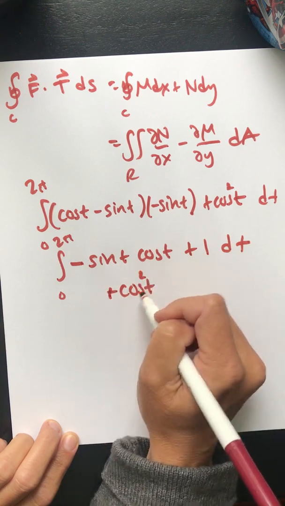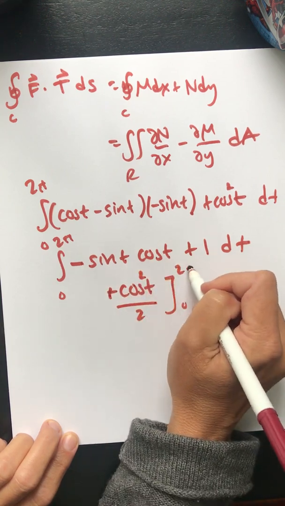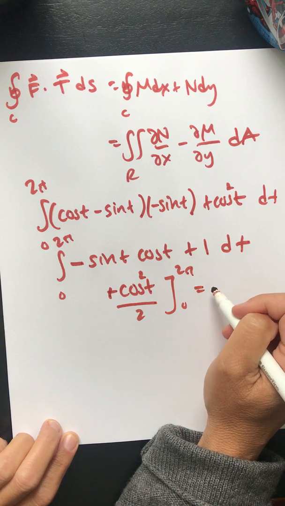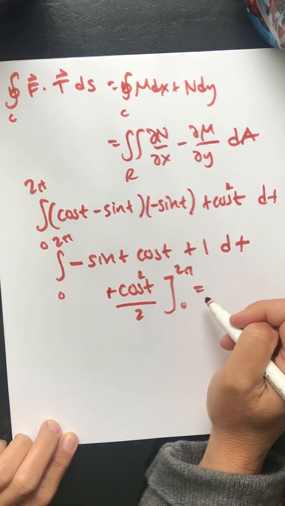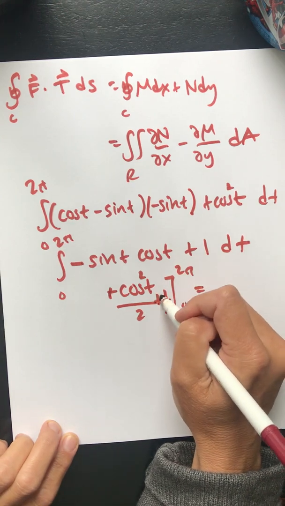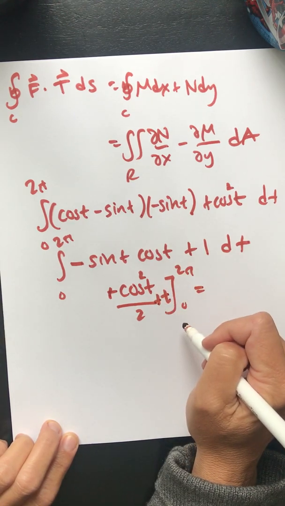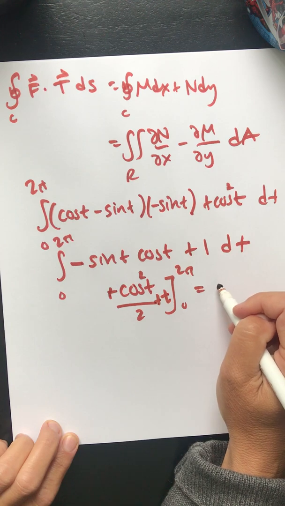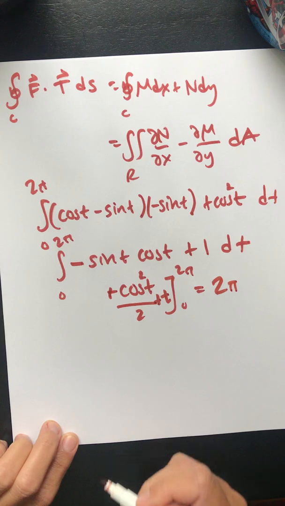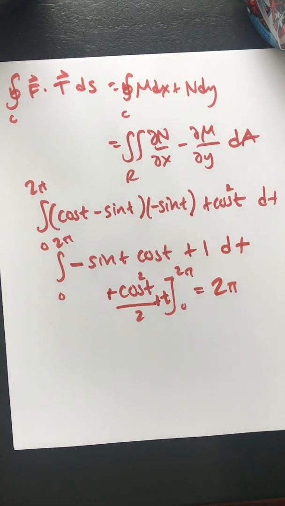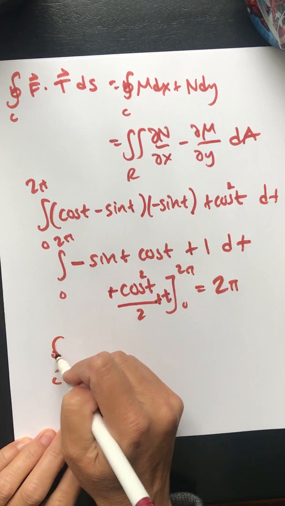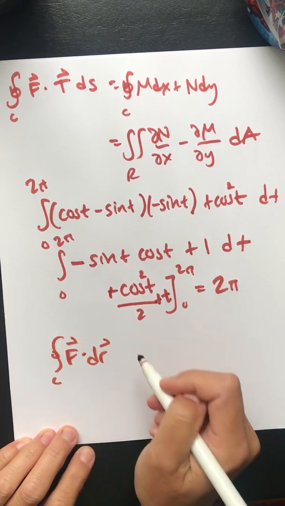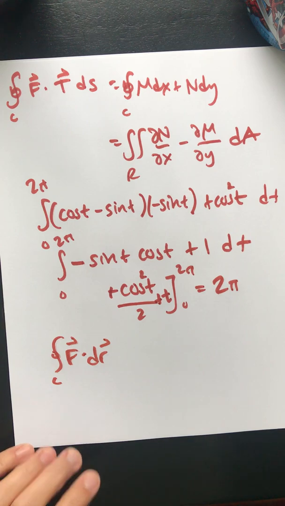Let's do cosine squared t over 2 from 0 to 2 pi, which is plus t. So I get 1/2 plus 2 pi minus 1/2 plus 0. So I get 2 pi. And we could have obviously evaluated f dot dr, which would have given us the same integral.